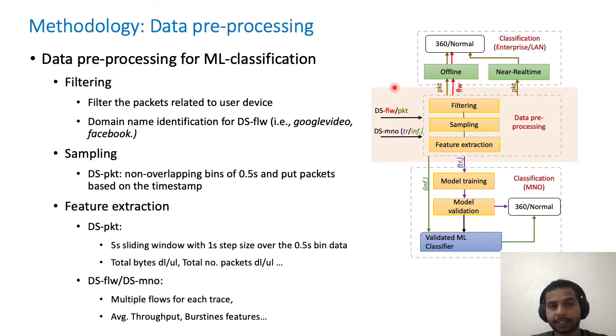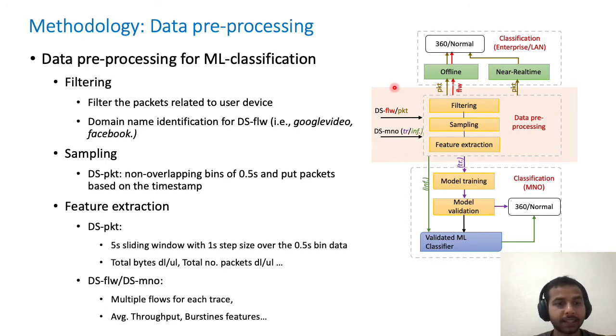In the sampling step, especially for the packet level data, that means DS packet, we create non-overlapping bins of 0.5 second and put the packets into those bins based on the timestamp. In the feature extraction step, for the packet level data, we create long bins of 5-second sliding window with 1 second step size, considering the 0.5 second bin data that we created in the sampling step.